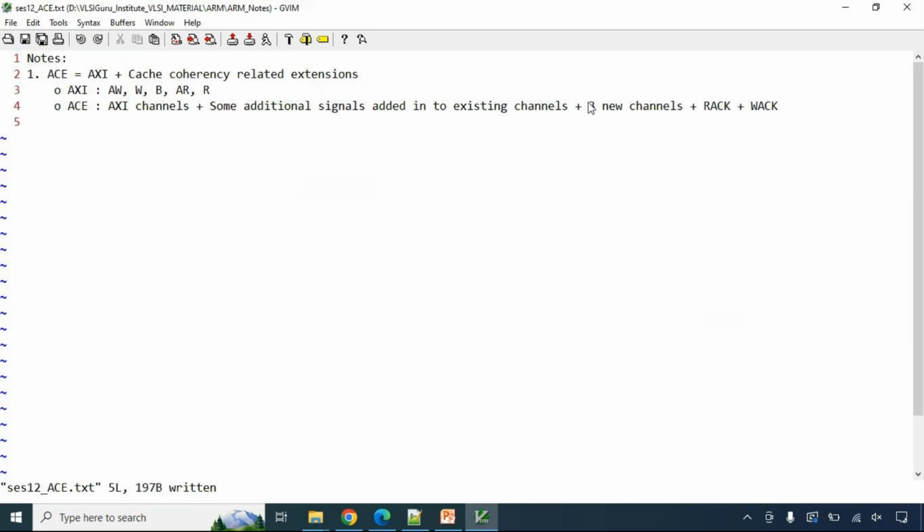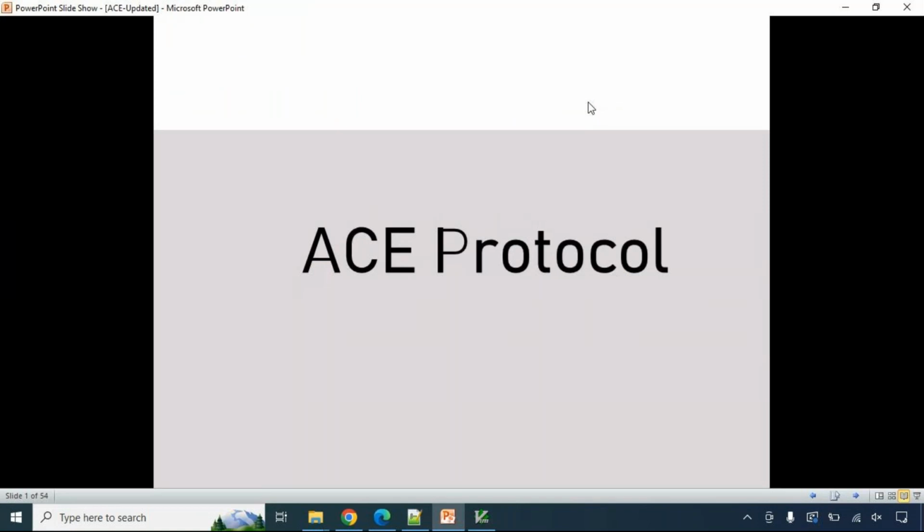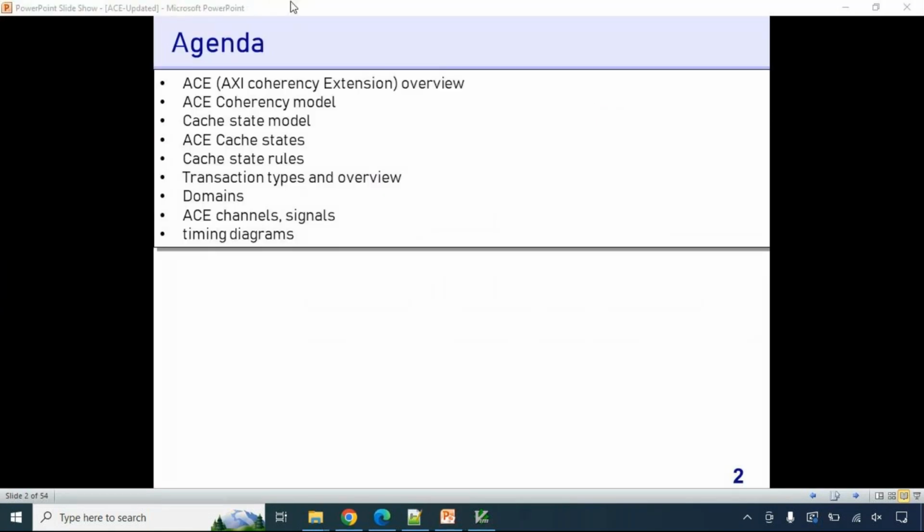Before we go into the depth of the ACE protocol, let us try to understand what exactly cache coherency is. We have discussed the basics about cache coherency in the previous session, but let's quickly revise again and go a little deeper into the concept of cache coherency and how the ACE protocol helps with the cache coherency concept. So this would be the agenda for the ACE protocol related training.